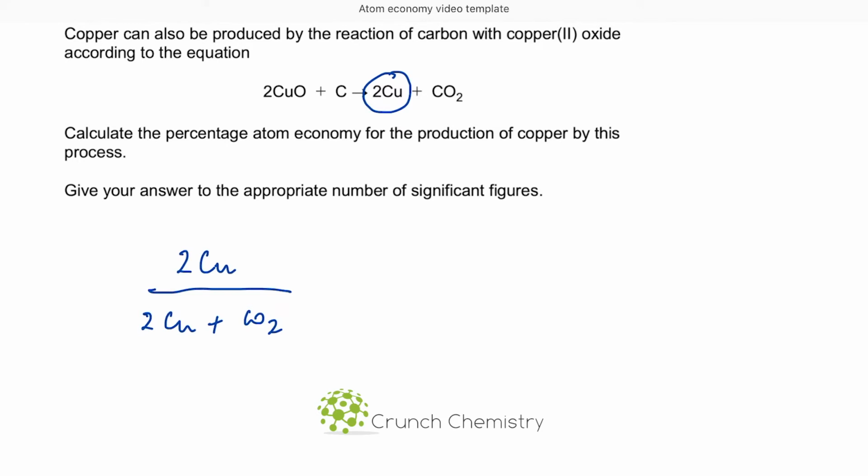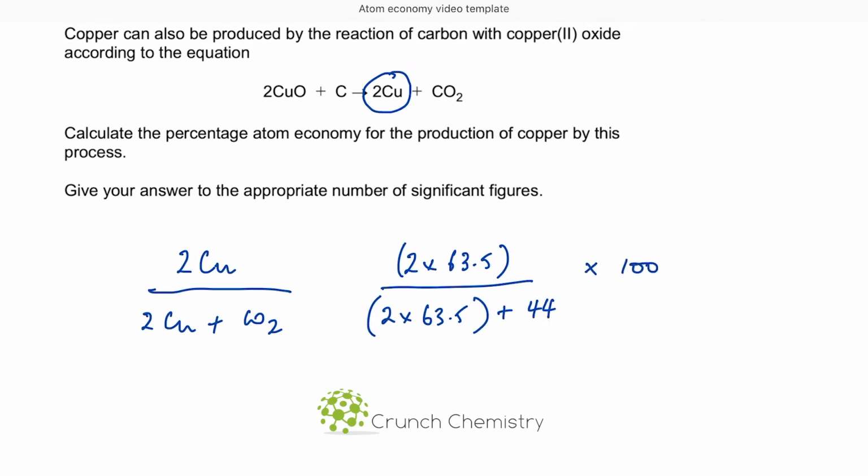So let's look at our periodic table. We can find our essential molar masses. Once again, if you're in an exam, use the numbers directly off the periodic table. So for copper, that's 63.5, so 2 times 63.5, divided by 2 times 63.5, plus the molar mass of carbon dioxide, so that's 12 plus 2 sixteens, which comes to 44.